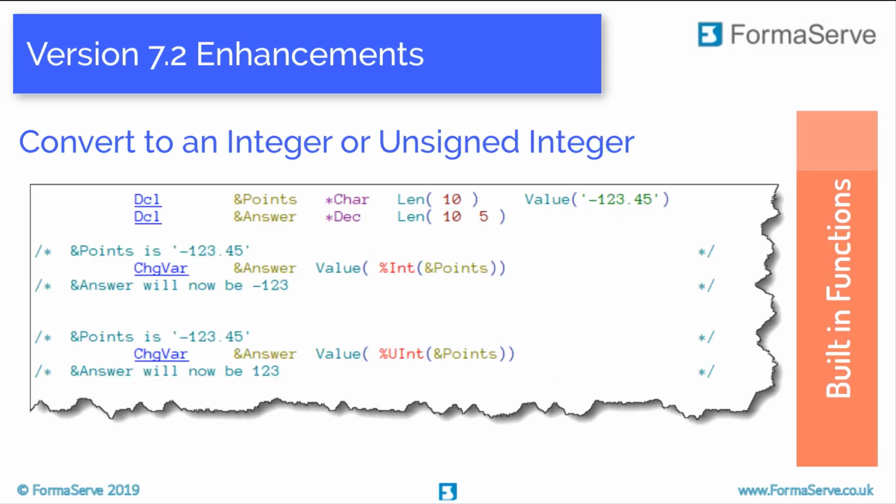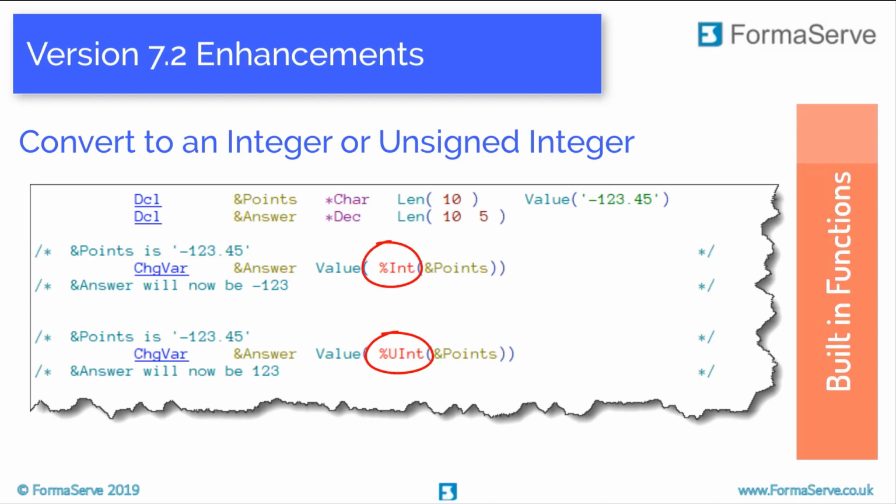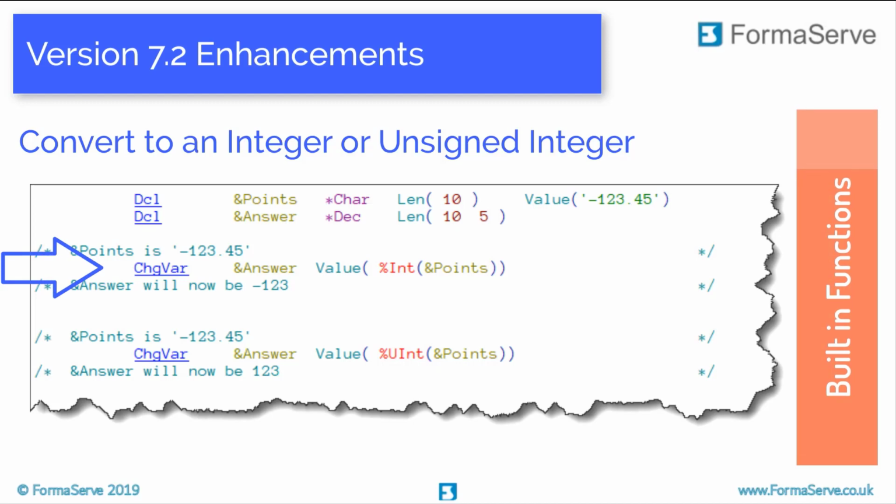The next one on the list of these built-in functions is to do with integers, signed integers and unsigned integers. So they've added %INT, %INTEGER, and %UINT for unsigned integers. In this next example, we're changing &ANSWER to the integer of &POINTS. &POINTS was minus 123.45. After this line is executed, &ANSWER will now be minus 123. So it's just taken the integer value of &POINTS and placed it in &ANSWER. It will round up or round down the value for you.